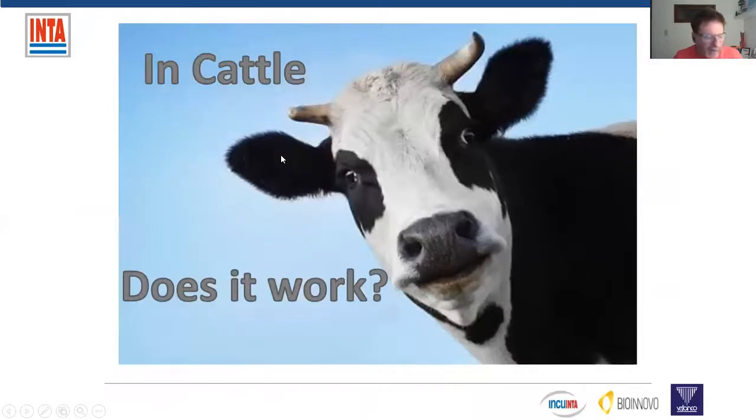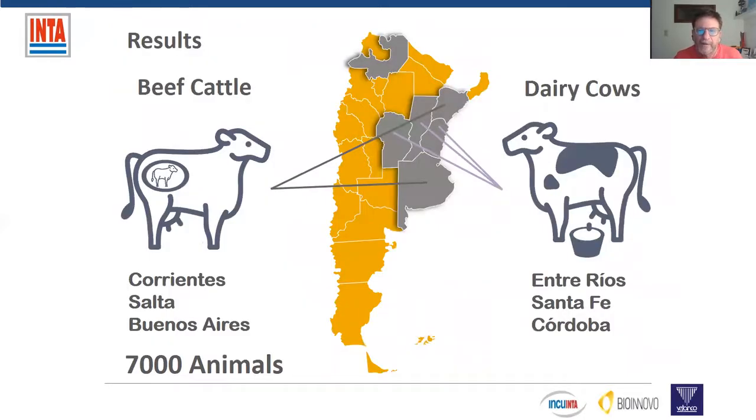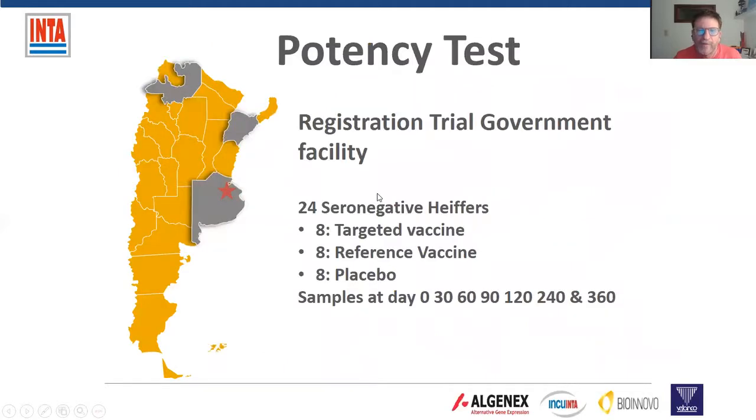Well, when we have this result, we say, well, we need to prove and to make all the steps to have the product in the market. First, I'm going to show all the results that we have. To approve the vaccine, we used a lot of animals, 6,000 animals from different parts of the world and different conditions. This is the first one.